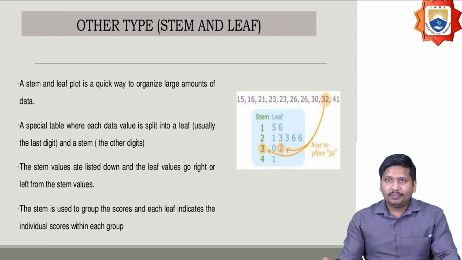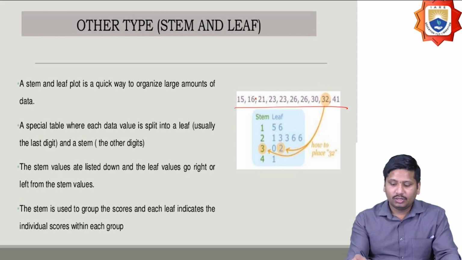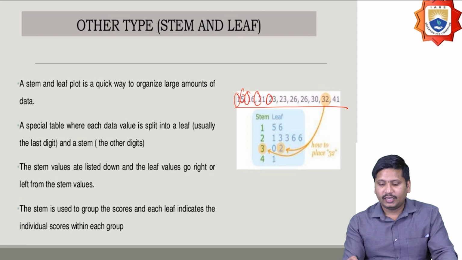So what are the other types of graphs we have? It is the stem and leaf graph. Here, the stem and leaf graph means that among the values, the first value is treated as a stem and the second value is treated as a leaf.